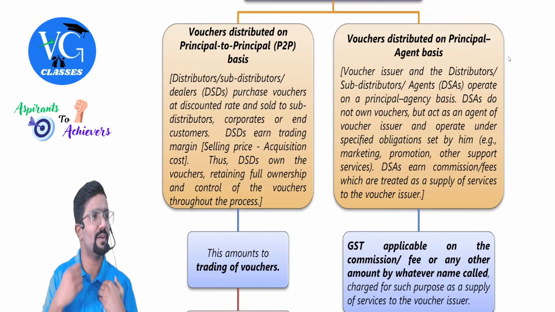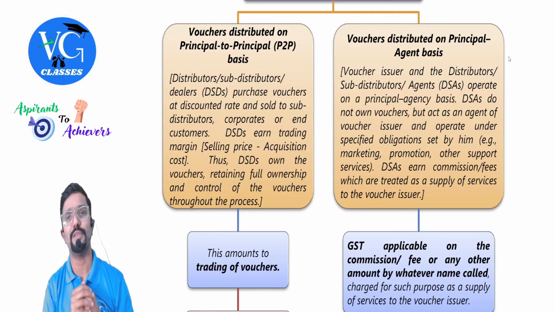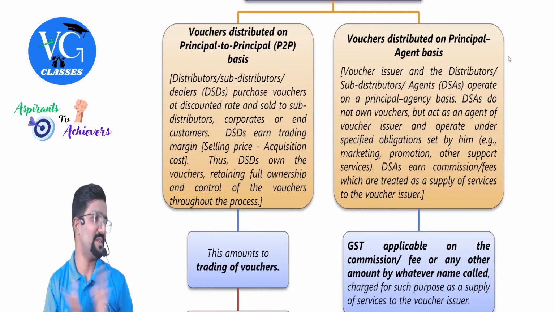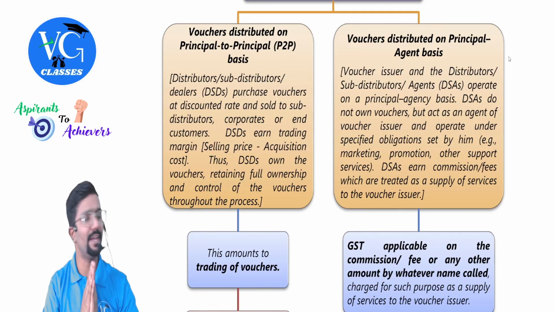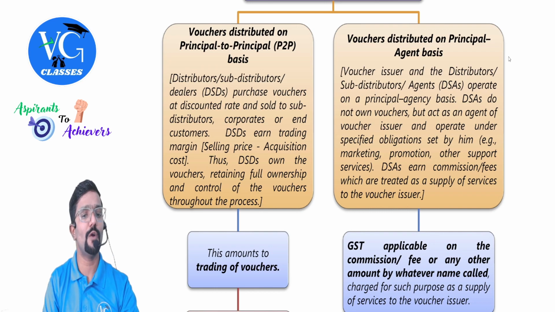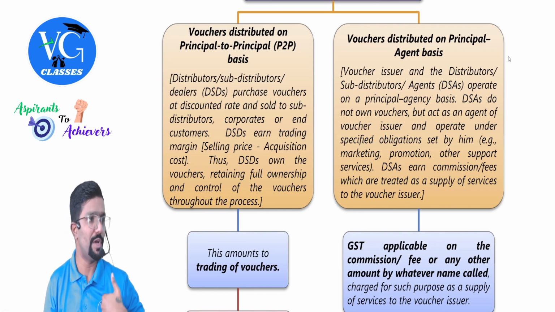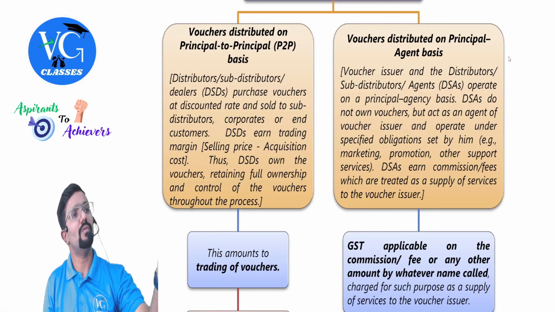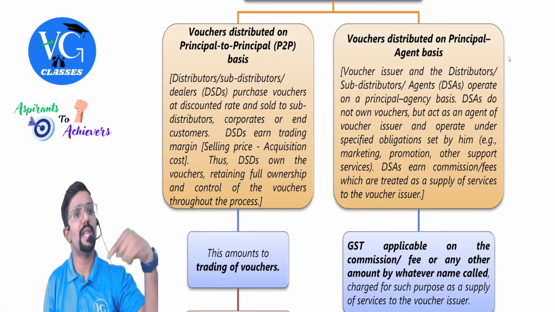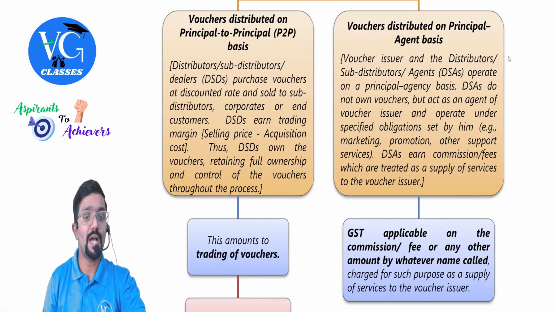Assume I am a distributor. I buy the vouchers at 90 rupees and sell it to you for 100 rupees. What is my margin? 10 rupees. Thus, DSDs own the vouchers, retaining full ownership and control of the vouchers throughout the process. Means I purchase it. When I purchase it, I own it. Later, I will give it. Now, I am selling it to you for how much? 90. Can you go and use these vouchers? Yes.